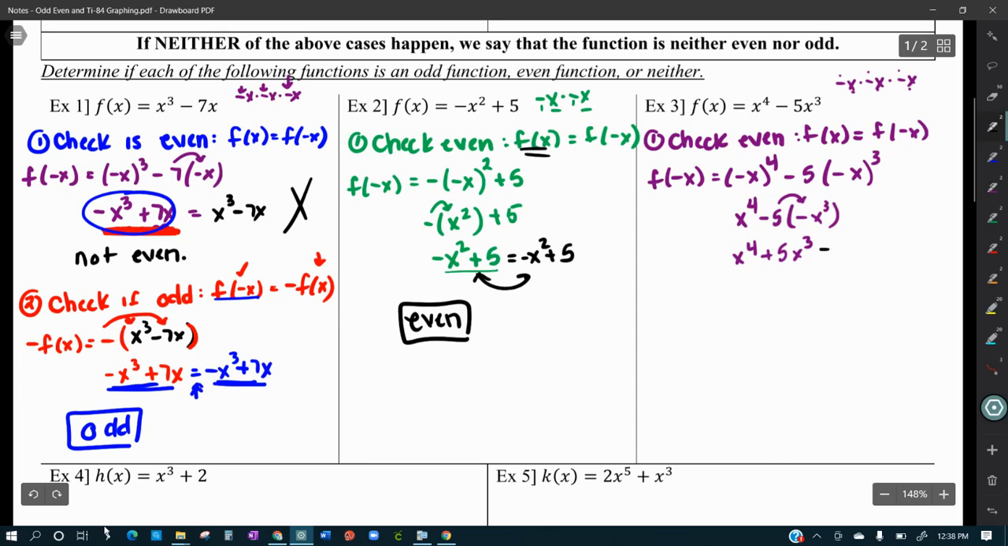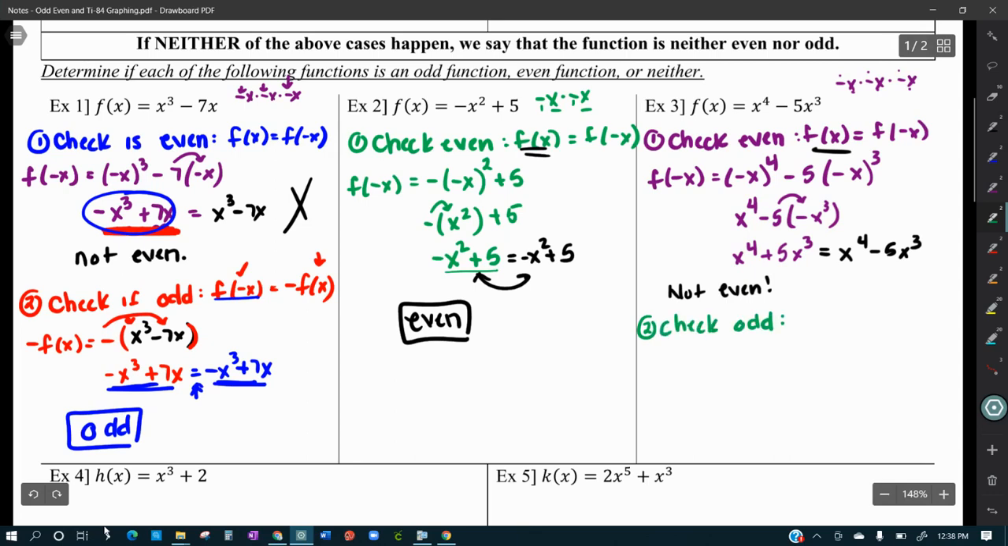Now we need to see, is that equal to the original function, x to the fourth minus 5x to the third? And it is not. One's a plus, one's a minus. So that means this is not even. So now the second thing we need to check is, let's check and see if it's odd.